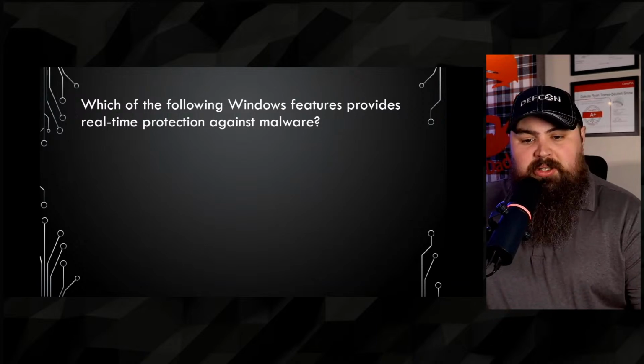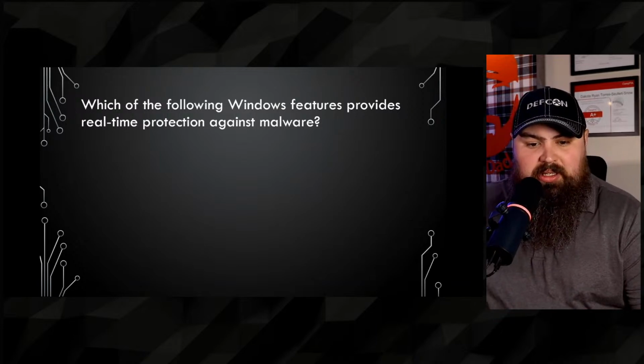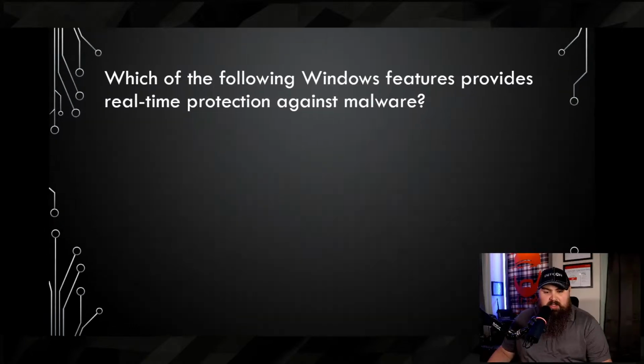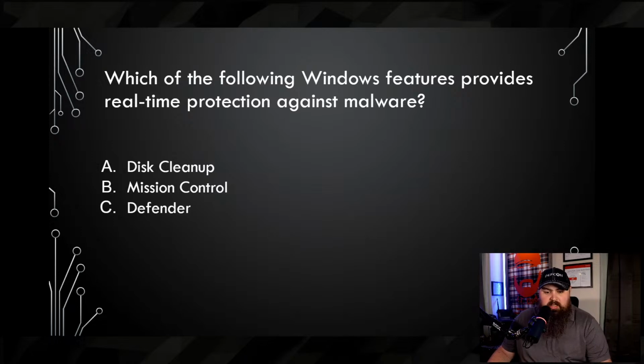Which one of the following Windows features provides real-time protection against malware? Is it A, disk cleanup, B, mission control, C, defender, D, file vault, or E, MMC? Which one of the following Windows features provides real-time protection against malware? Let me know in the chat below if you think you know the correct answer.